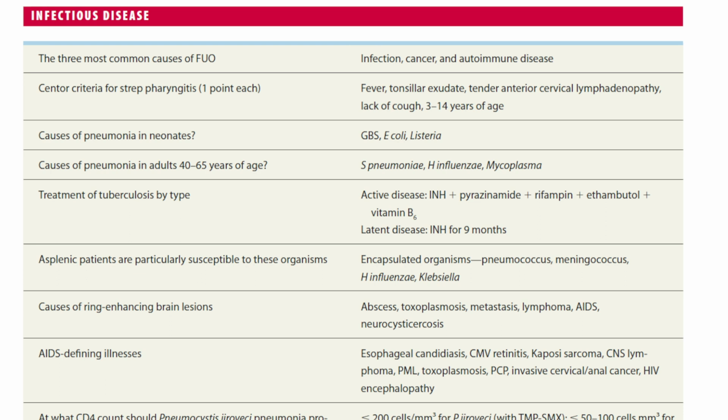Asplenic patients are particularly susceptible to encapsulated organisms. Patients who have had the spleen removed are susceptible to infection by Pneumococcus, Meningococcus, Haemophilus influenzae, and Klebsiella. Those are encapsulated organisms, and they always attack people who don't have a spleen.